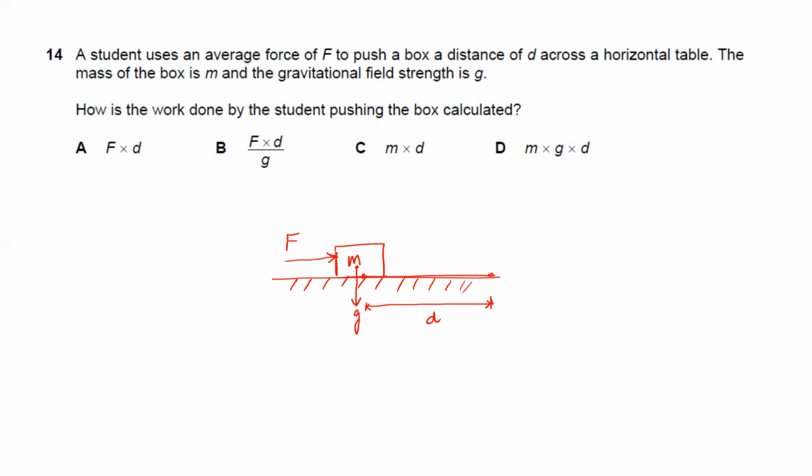So now, what is the overall or effective force that is there? Work done. Remember, work done is equal to force multiplied by the distance traveled in the direction of force. So this is the applied force, and this is the distance traveled in the direction of the force. So force is F, distance is d, so work done will be F into d.